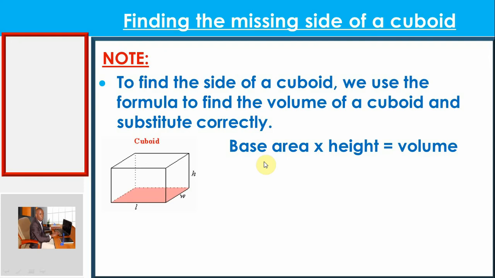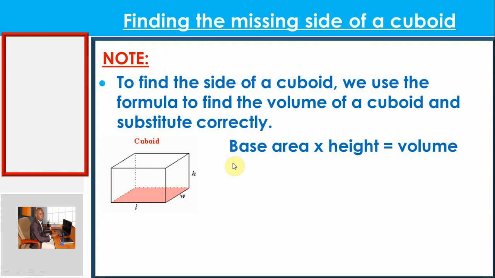Now, why did I start this time with base area times height? Here you realize that one side will be missing. Either the length may be missing, or the width, or the height. Any of these three may be missing, and they will ask you to find it. So you begin with the formula by saying base area times height equals volume. If you have the unknown, that unknown should be on the left hand side. In this question we shall be knowing the volume, so the volume can come on the right hand side.